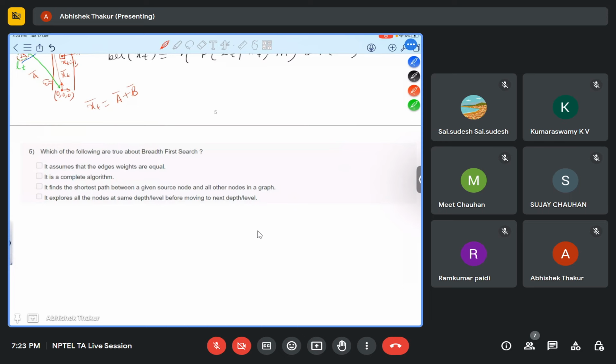So we'll see the next question. Which of the following are true about the breadth first search algorithm? It assumes that the edge weights are equal. Yes, this is correct. We'll also see the algorithm.